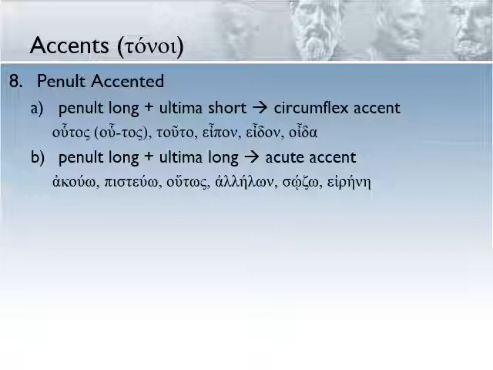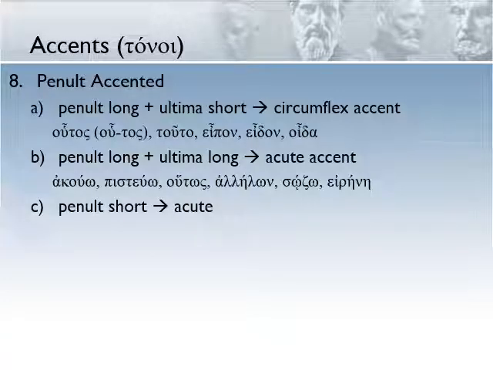Last word, eirene, the Greek word for peace. The ultima here is spelled with an eta. Eta is always long for accent purposes, and therefore the penult, even though it's long, cannot take the circumflex accent. It must take an acute accent, eirene.